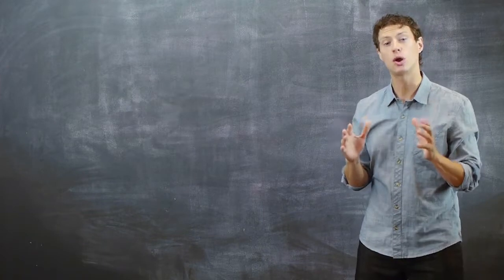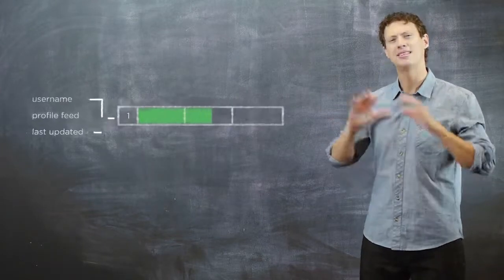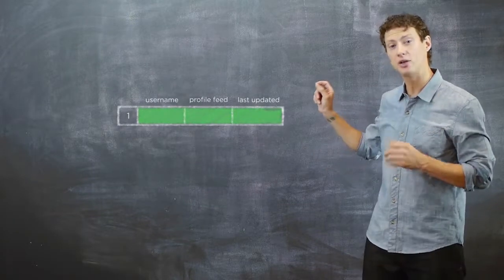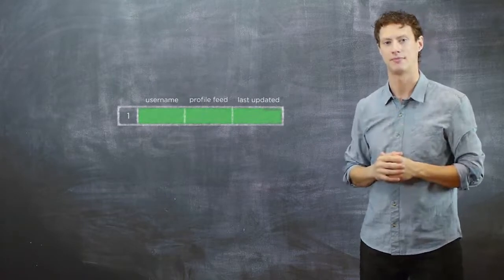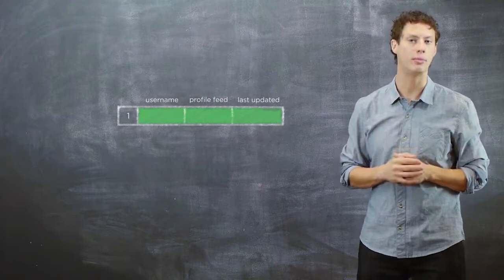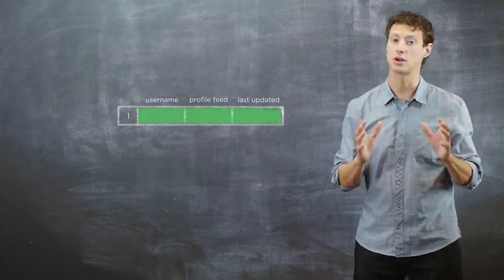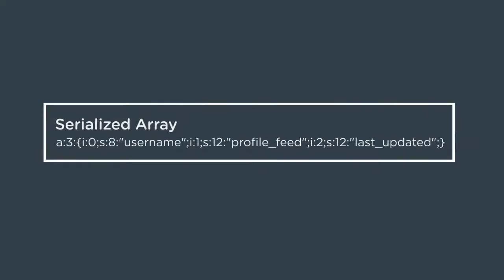Now, we could store each of these values as their own entry in the database, but it's a better idea to combine these values into an array and then store that array as a single entry. MySQL doesn't actually accept arrays as a format, so we'll have to serialize our array into a string. Whereas a normal PHP array would look like this, a serialized array would look like this. It's the same data, just converted into a string.